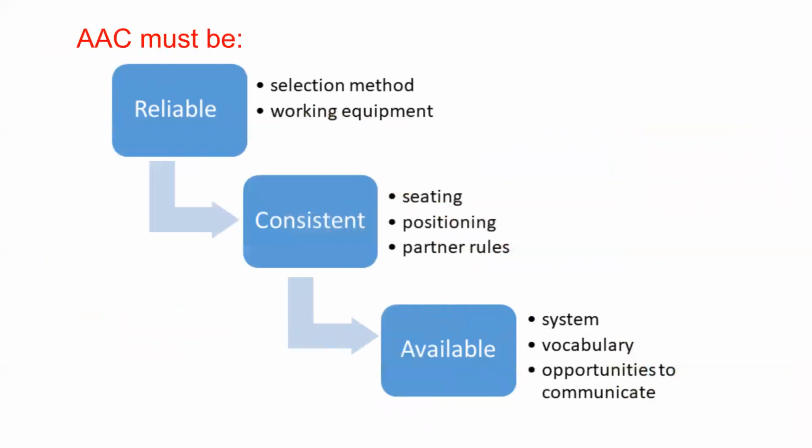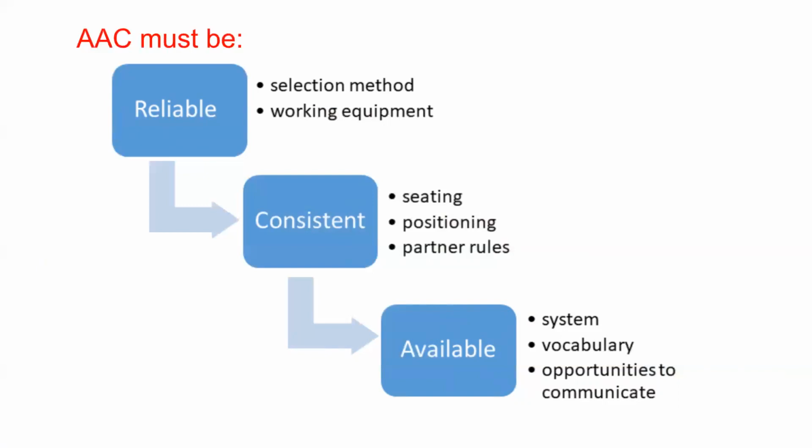Every student deserves a system of communication, whether it's using verbal speech, sign language, gestures, or any other system. It's important that the system is reliable, consistent, and available. When a student puts in the effort, they should be able to say what they want to say without a lot of mishitting or accidental activation. Tools should be working and charged.